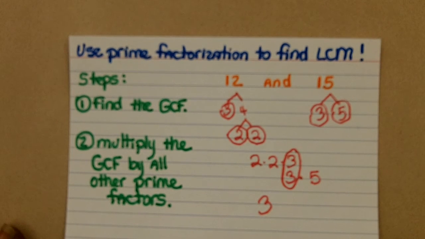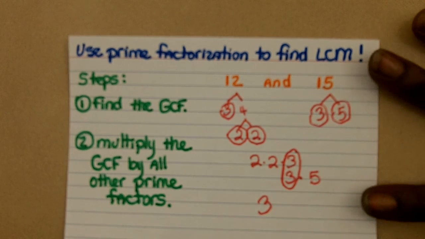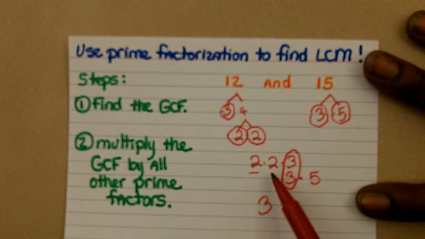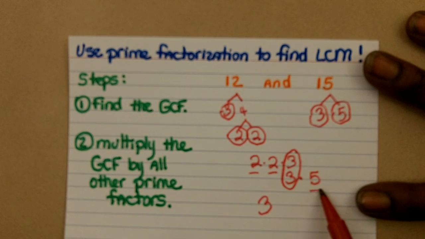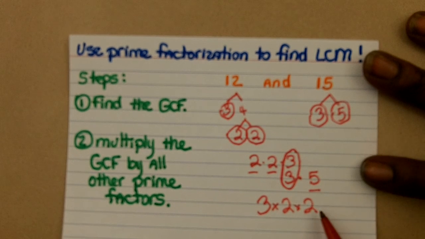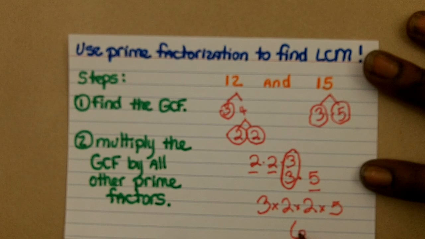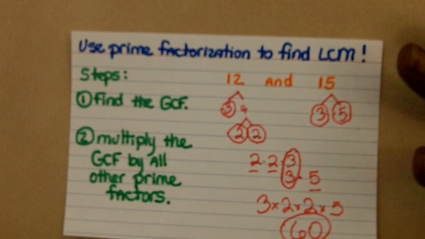Now, step number 2, multiply that GCF by all the other prime factors. So once you found the GCF, and in this case it was 3, I'm going to multiply that 3 by this 2, and this 5. So 3 times 2, 6. 6 times 2, 12. And 12 times 5, 60. Therefore, 60 is the LCM of 12 and 15.